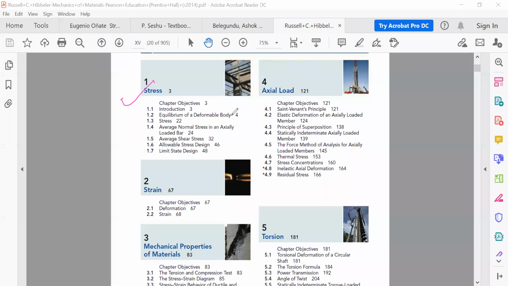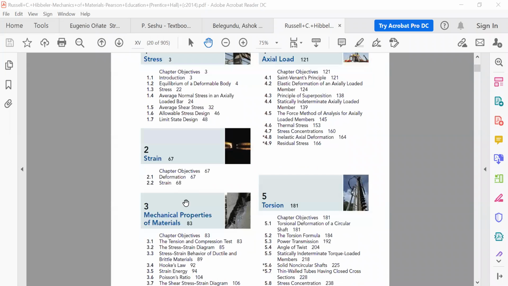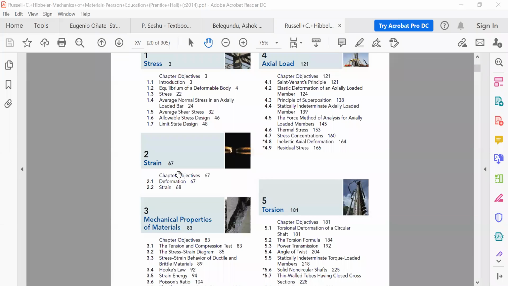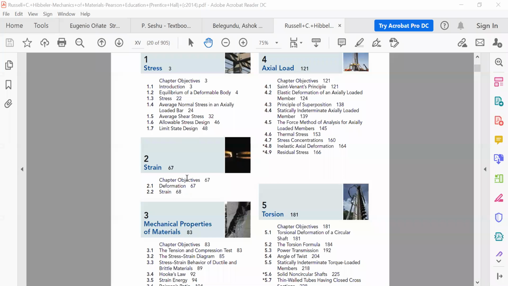Then after defining the concept of stress, our second chapter will be the concept of strain. Again, a very important concept we have to discuss. In fact, stress and strain are related. Many of the books have clubbed them together as a single chapter, but this book has the beauty of first consolidating the basic things, that is stress, and then going to the concepts of strain.